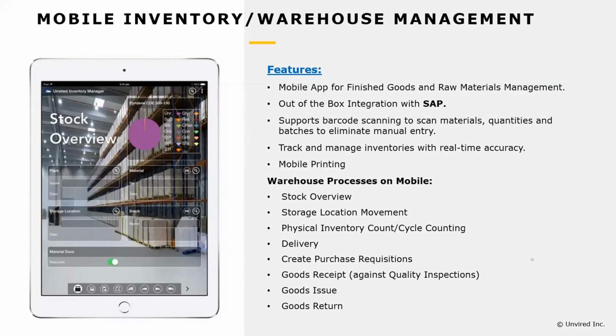Then we also have the Unwired Inventory Manager. This Unwired Inventory Manager is something which allows the technicians to look up stock information in the warehouse, create purchase requisitions for depleted stock, do inventory moves, do cycle counting in the warehouse, goods issue returns, and all of these warehouse kinds of processes can be done using the Unwired Inventory Manager.